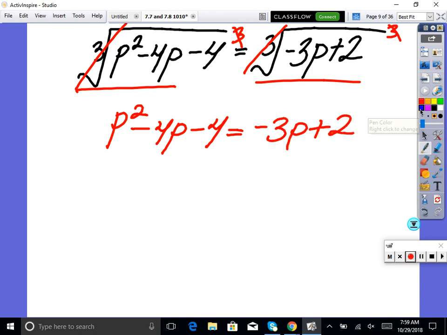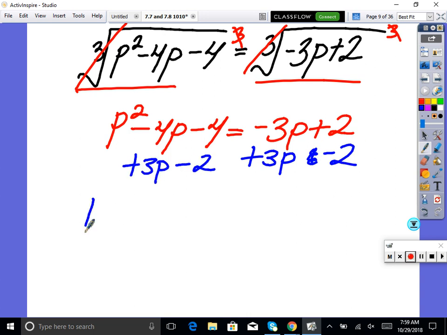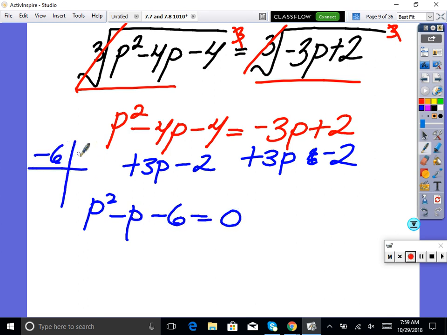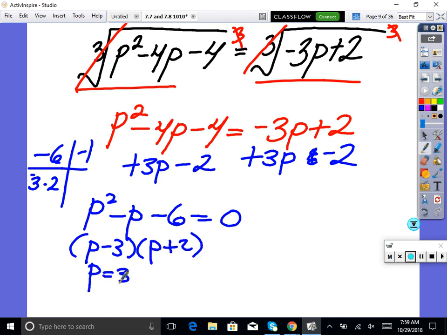But then you would say to yourself, I have a quadratic. To solve a quadratic, I need to get it set equal to 0. So add 3p, subtract 2. So that would be p squared minus p minus 6 equals 0. Then you factor it. Well, multiplies to be negative 6 and adds up to be negative 1. That's 3 times 2, negative 3. So that factors to be p minus 3 and p plus 2. So p equals 3 and p equals negative 2.